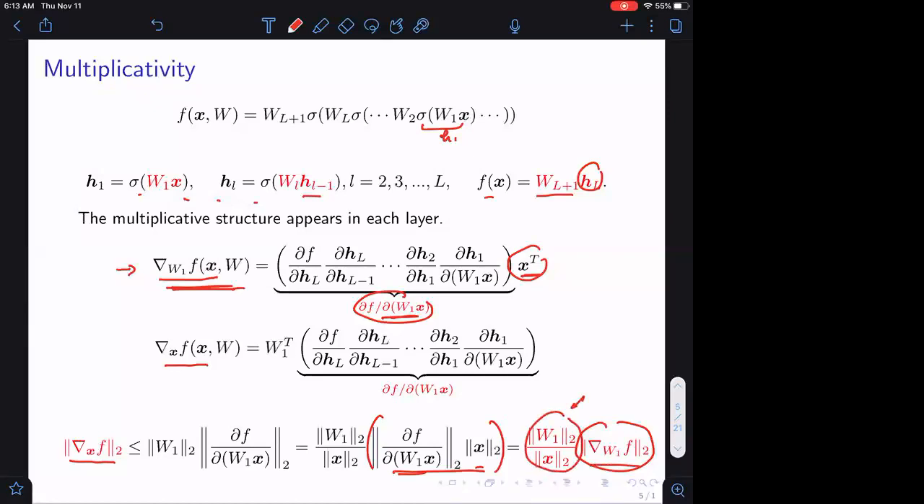Now, this factor has W1 on the top and X at the bottom. So if I can assume that W1 can never go too large, and also X is not too small, then this ratio will be bounded. X not being small can be controlled by normalizing my input data. I can scale my input data so that they all have norm 1. This is a standard practice in neural network training: you do a little bit of pre-processing on the data. So this is not hard to get.